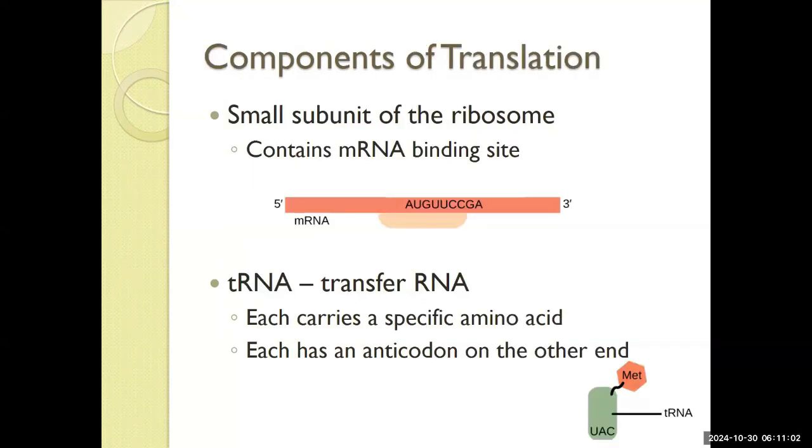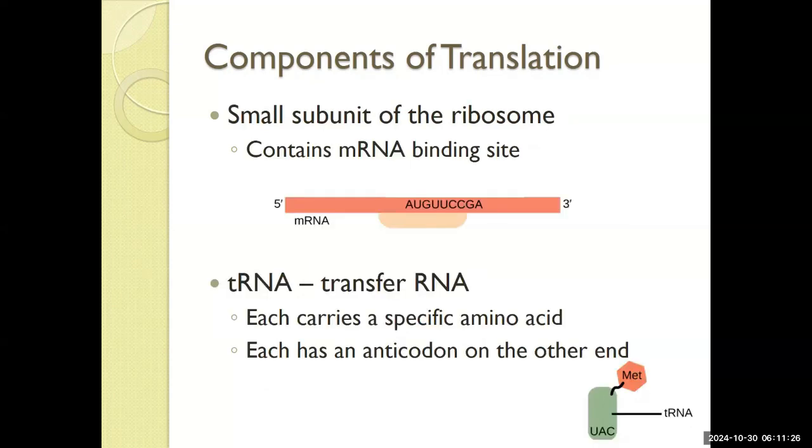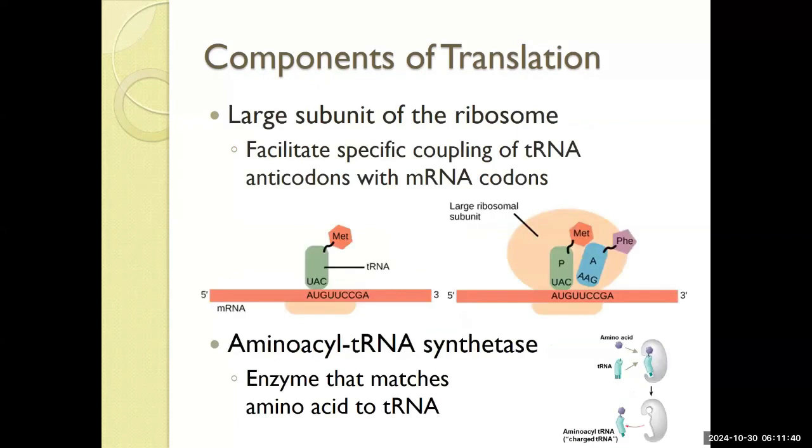The key player of translation is the ribosome. The small subunit of the ribosome will bind to the mRNA binding site, recognizing the start codon. The large subunit of the ribosome will bind on top of this, sandwiching the mRNA transcript. Another key player is tRNA, the transfer RNA. Each tRNA carries a specific amino acid and has a specific anticodon on the other end. And so when the units of the ribosome come together, the transfer RNA can bind complementary to the RNA transcript and deliver the appropriate amino acid.